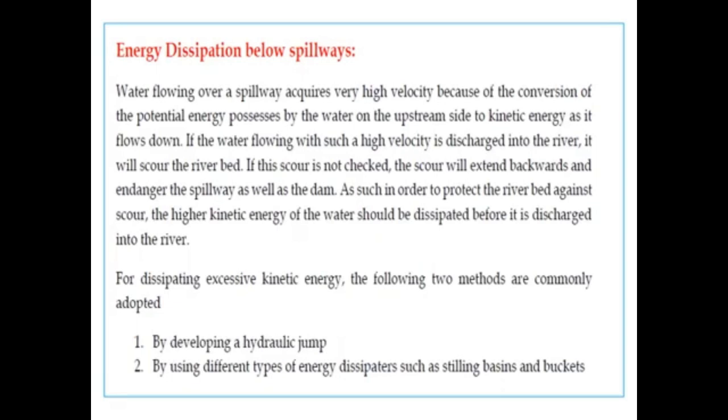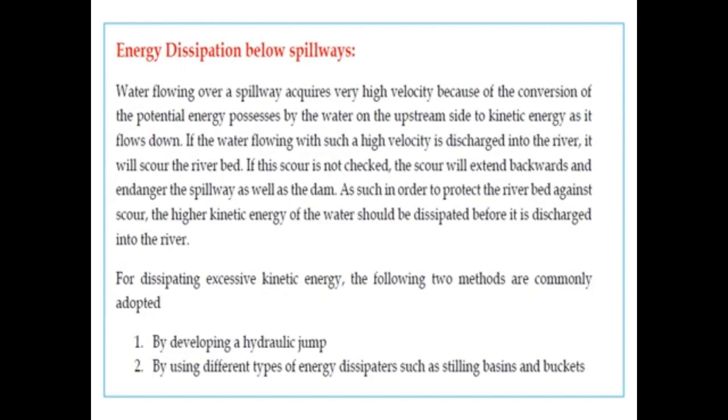So whenever the water is flowing over a spillway, it acquires a very high velocity, because when the water is stored on the upstream side, it has a huge potential energy. Whenever the flood occurs, it flows over the spillway. That means the potential energy gets converted into kinetic energy as it flows down.